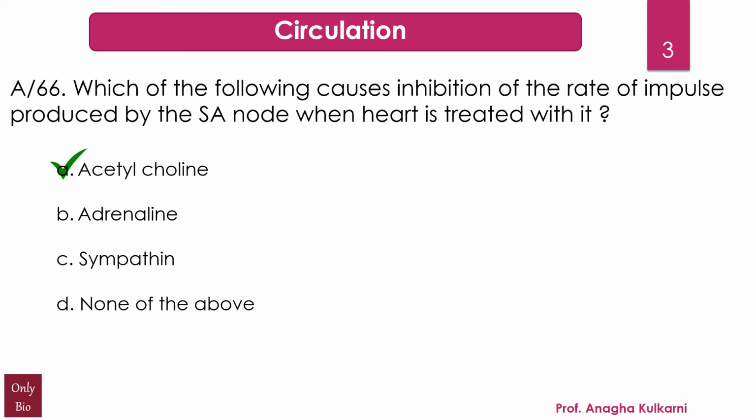The third option that is given is C, that is sympathin. Now friends, please remember sympathin refers to the mixture secreted by the sympathetic nervous system, a mixture of adrenaline as well as noradrenaline, and both of these collectively we call sympathin because it is released by the sympathetic nervous system, and both of these have an impact on the SA node, that is, it increases the heart rate.